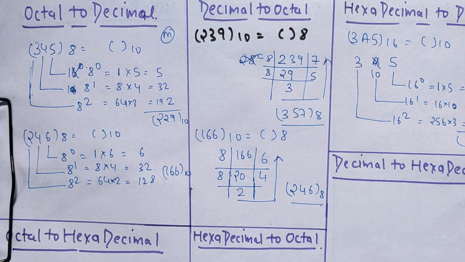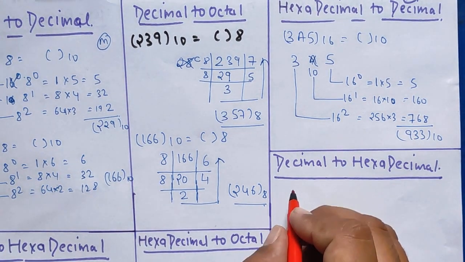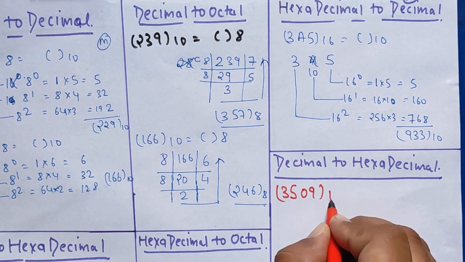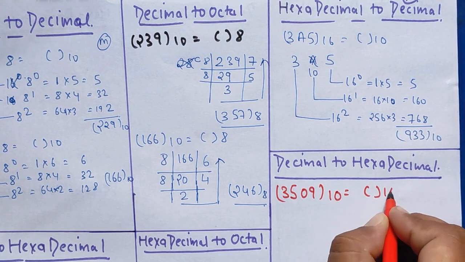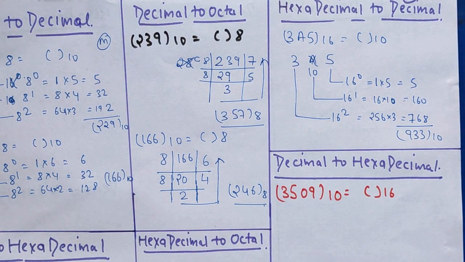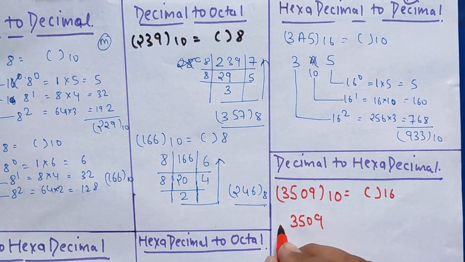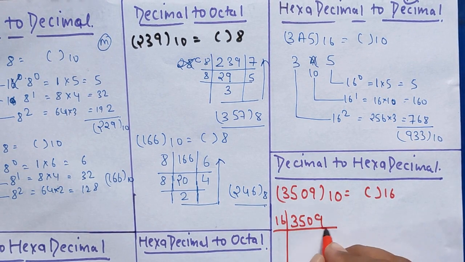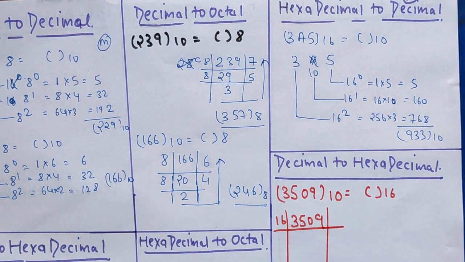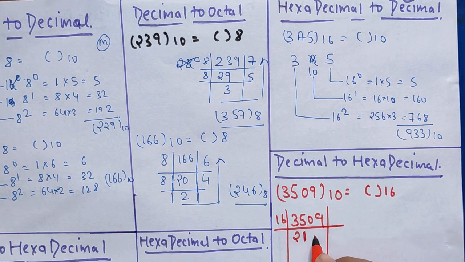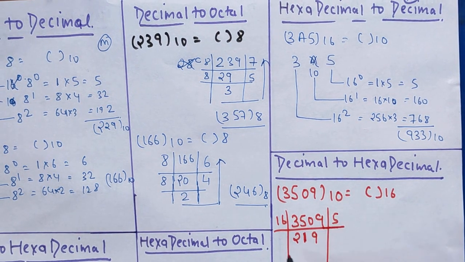Now our next conversion is decimal to hexadecimal. I will take one example here. My example is 3509, and I have to convert this into hexadecimal. For this I will apply the divide approach. I will take 3509 and divide by 16, and write the remainder here. 16 times 219 is 3504, and the remainder will be 5.